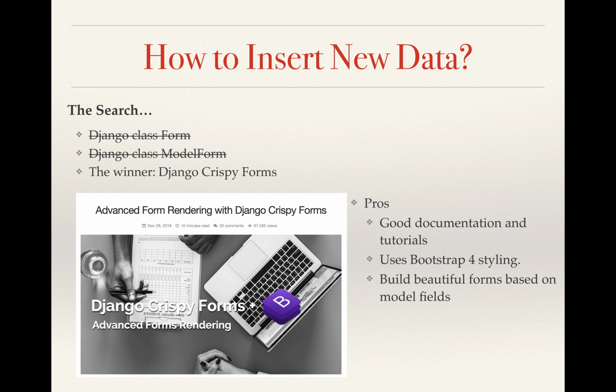So I searched around, and I found Django crispy forms, which is already in the Django cookie cutter app. I didn't know it, but it is an installed app that comes with that if you choose that option. And so this was actually quite good. Some of the pros include some great documentation and tutorials. It also uses Bootstrap 4 styling, and the forms are beautiful.